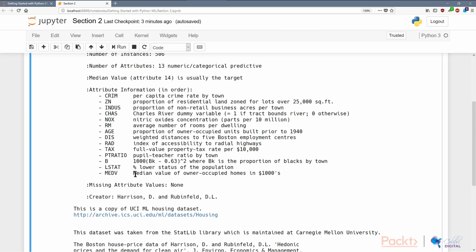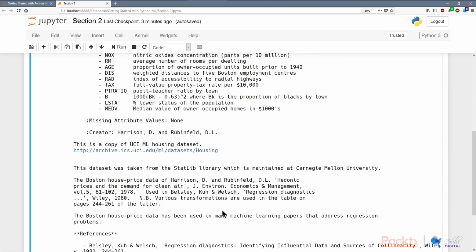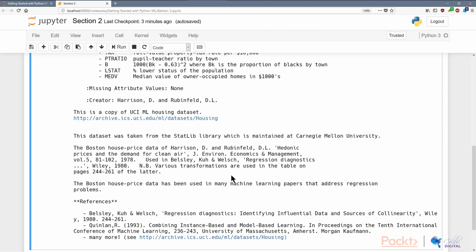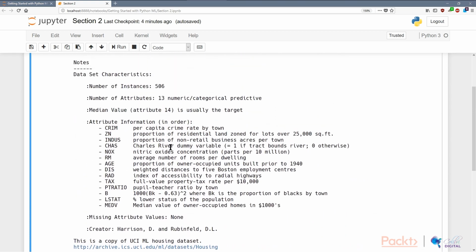So the first thing to do is to understand what the target is. The target is the median value of owner-occupied homes in thousands. So if the median value is 50, then it's $50,000: the median value of an owner-occupied home in that region is $50,000. You should also think about where and when this dataset was collected. I think this is from the 80s, so a very old dataset, and you need to keep in mind how things worked back then.